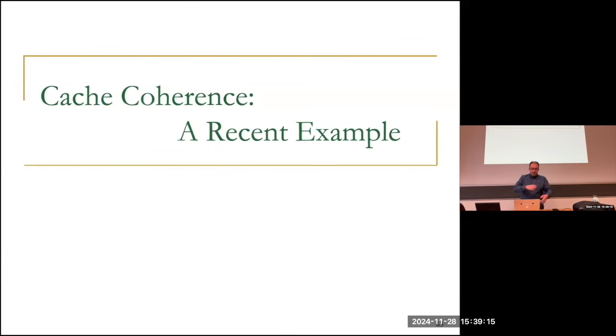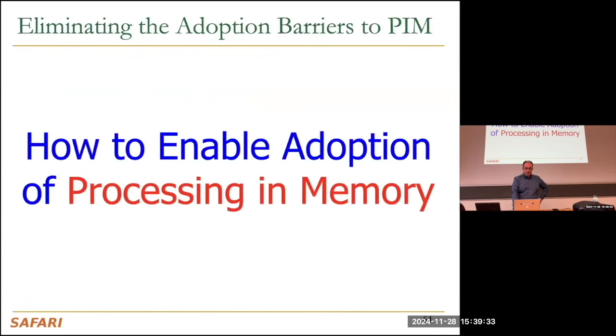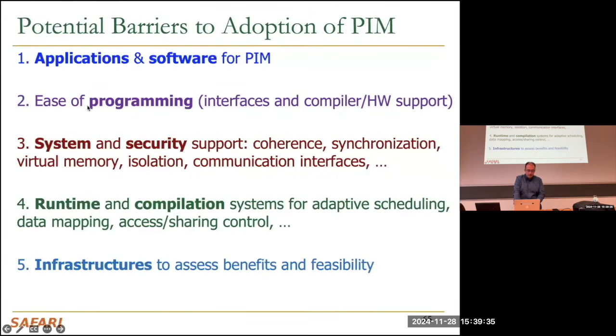Okay. So now I want to very quickly talk about cache coherence in a recent example. Remember that when we had lectures on processing in memory, we said that for this memory-centric design to work, you need to also revisit the entire stack, right? And you need to also address a lot of adoption issues. And we've seen this slide that there are many barriers to adopting PIM. And essentially, coherence is actually one of them. Yes, here. Coherence and synchronization is one of them.